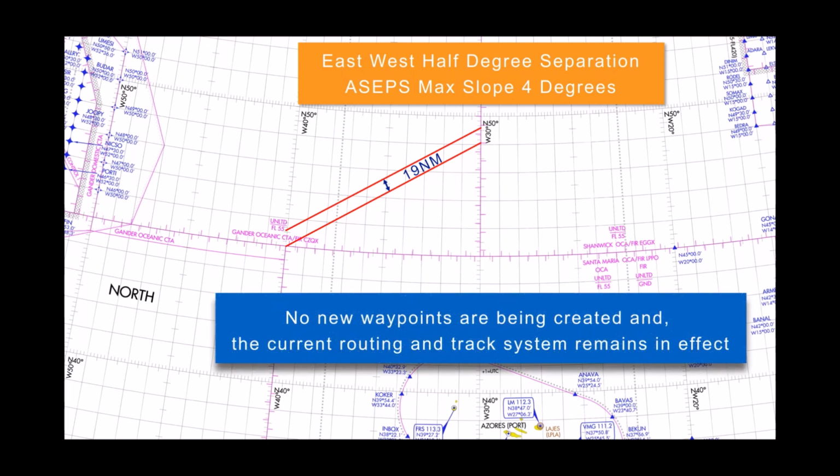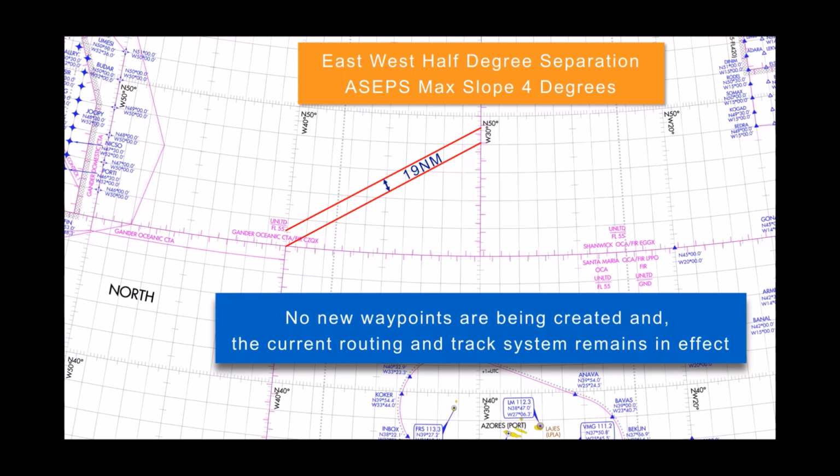There are no new waypoints being created, and the current routing system won't change. The track system will change with the availability of a steeper slope for tracks, but beyond that, the track message will look the same. So although this seems alarming, at least it seemed alarming to me, understanding it and how it's being implemented makes it a bit more benign. However, we're going to be operating closer in the North Atlantic than we've ever been once this is started.